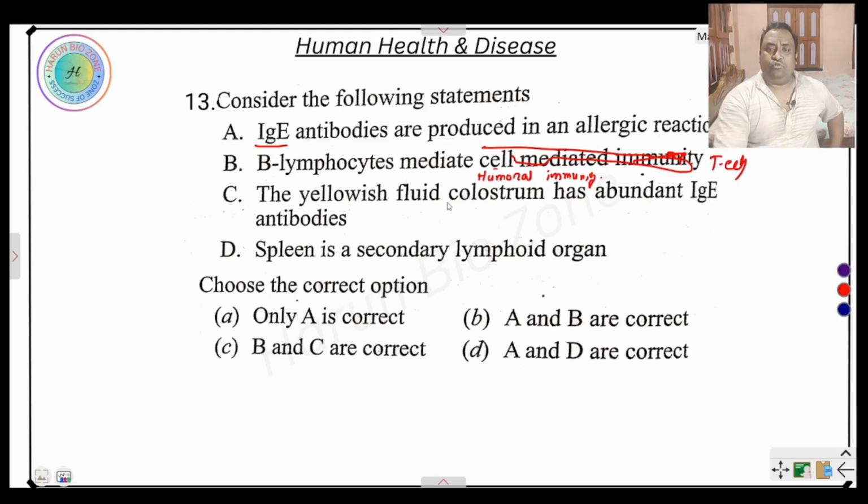The yellowish fluid colostrum, so here A option is right. The yellowish fluid colostrum has abundant IgA, not IgE. The mother's first milk, the yellowish milk, is a fluid called colostrum. This colostrum contains a very abundant amount of IgA antibody. Spleen is a secondary lymphoid organ, this is right. So here A and D are the correct options.